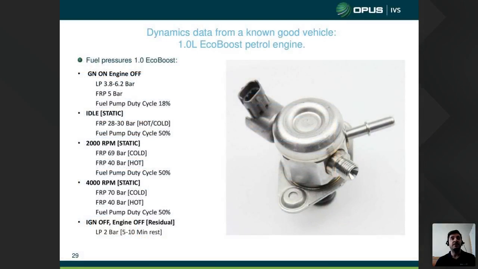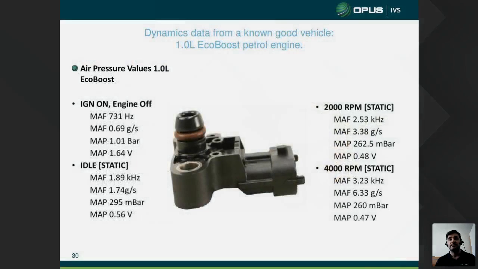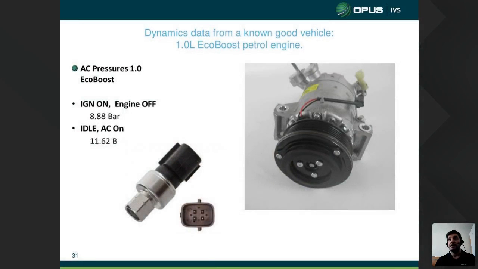Okay, the following slides will be information that we've gathered from known good vehicles that we've put onto a document for you. As you can see, you've got fuel pressures for the 1 litre EcoBoost at various engine speeds, including just ignition on or just ignition off. You also have the air pressure values at various engine speeds as well. We've included AC pressure values as well.